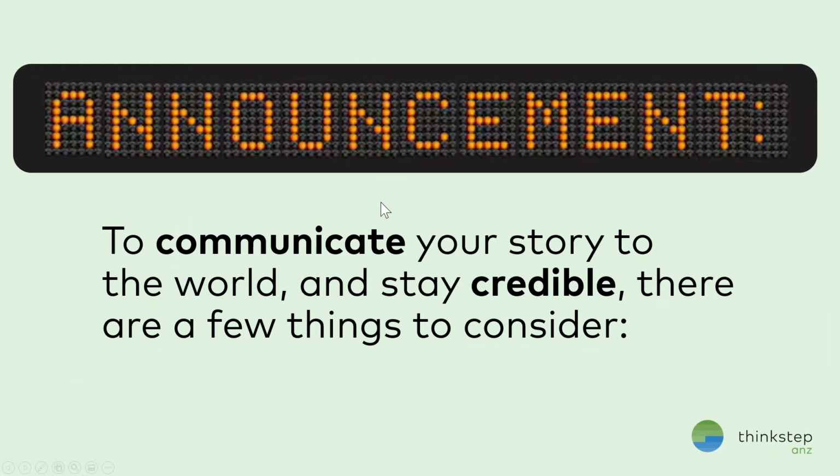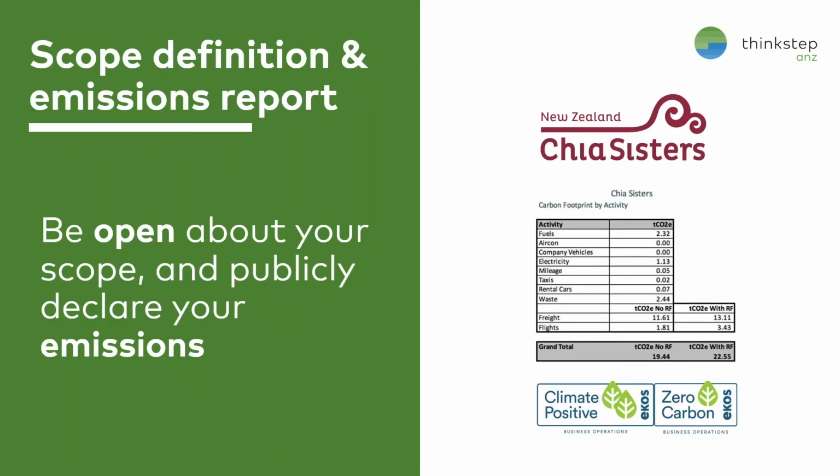An important announcement on our train journey, and that is to communicate your story to the world and stay credible. There are a few things to consider. One is you are transparent about it, and for example, like the Chia sisters, you put out what your emissions are, you do it by activity, be super transparent about it. So be open about your scope and publicly declare your emissions.